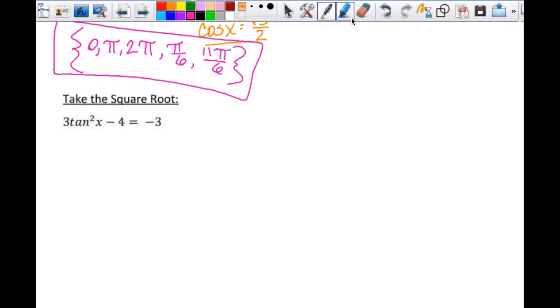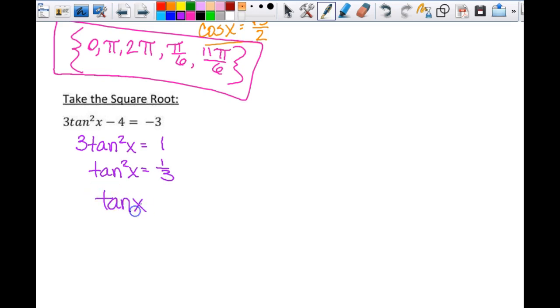I know there's not a ton of room to work all those problems. So this one we'll solve by taking the square root. So I'm going to move this over. I'm going to get 3 tangent squared x equals what? 1. And then tangent squared x equals 1/3. Goodness. All right.